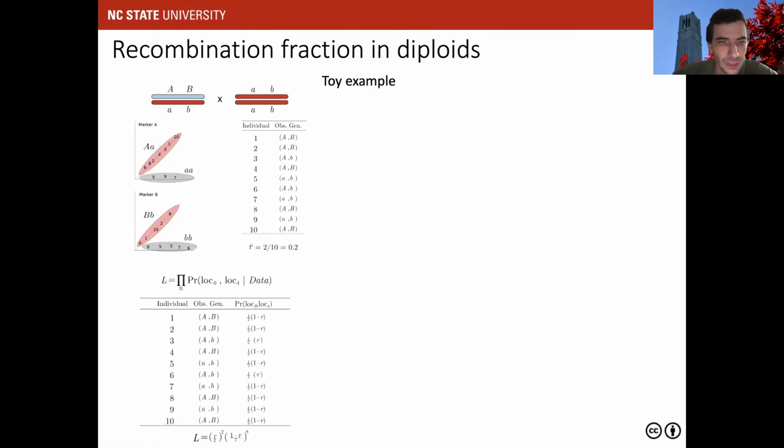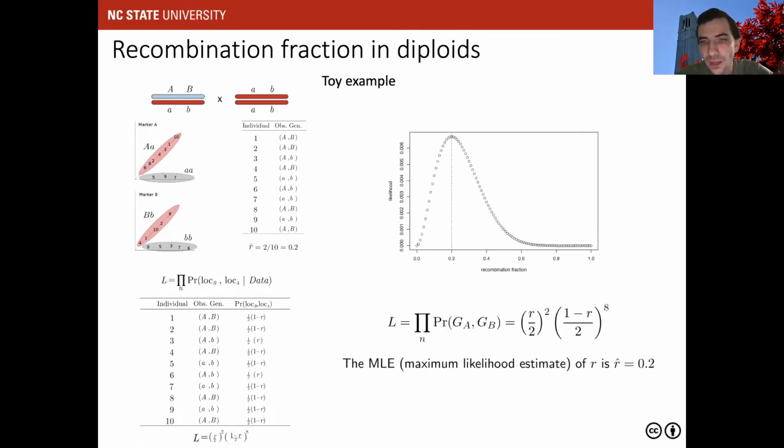0.2. Another way to do this, instead of counting these numbers here, is to associate to each one the probabilities we saw in the previous matrix and assemble a likelihood function, which in this case is (R divided by 2) to the power of 2, times (1 minus R divided by 2) to the power of 8, because we have 8 non-recombinant individuals and 2 recombinant individuals. And what we can do in this case is maximize this function. There are several ways to maximize a likelihood function.